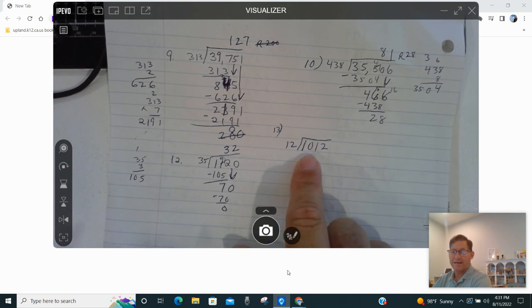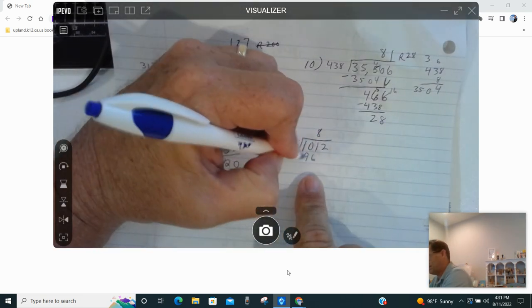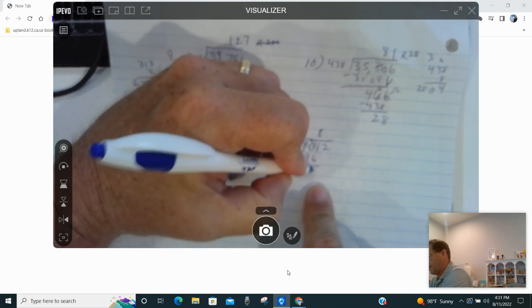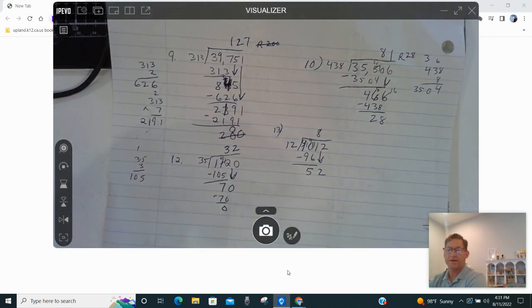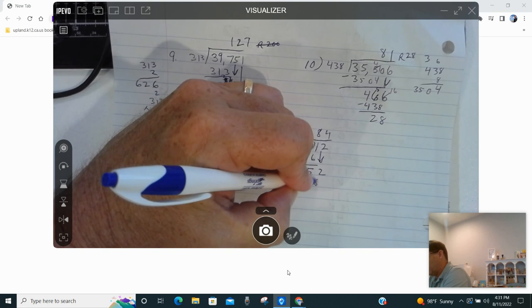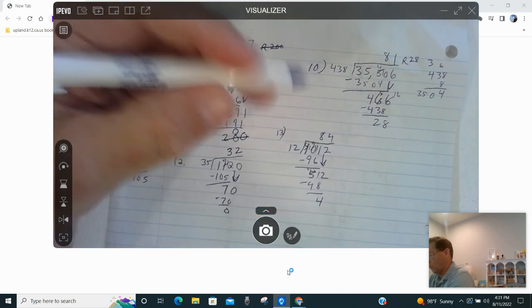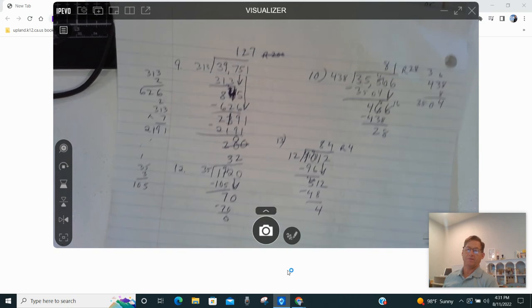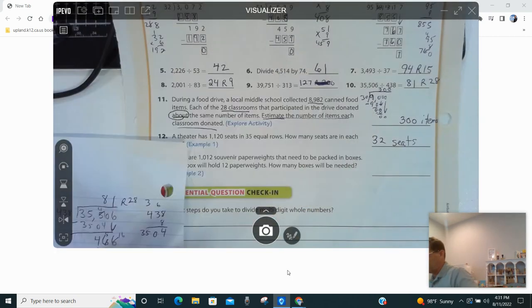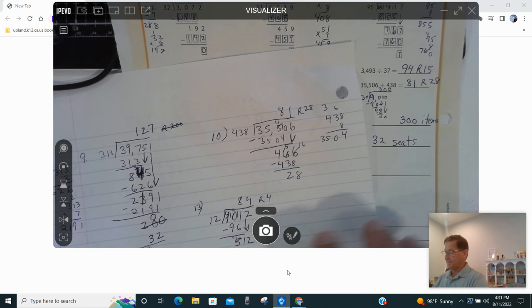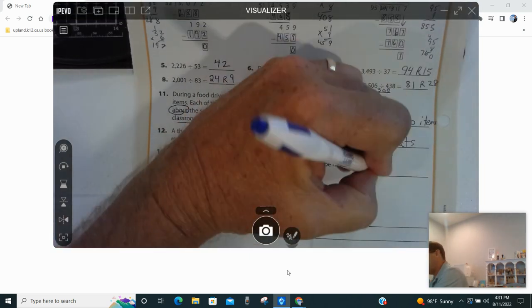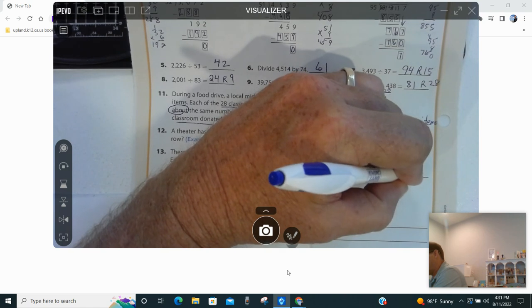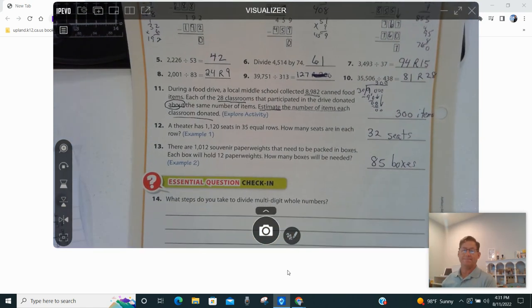All right, well, 12 times 8 is 96 with a remainder of 5. Bring down the 2 ones. 52 divided by 12 is 4. So we'd have a remainder of 4. So 84, remainder 4. Okay, so since it's 84, remainder 4, how many boxes are needed? We actually need an 85th box. 85 boxes will be needed.